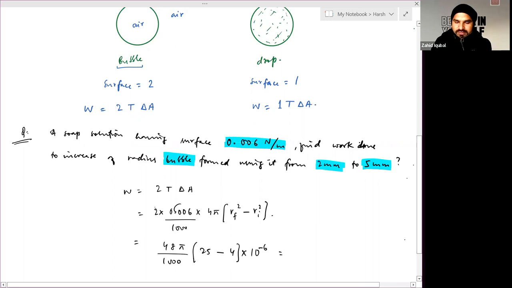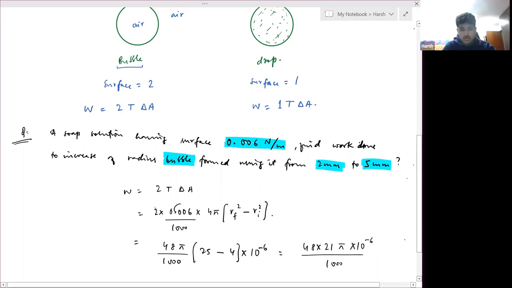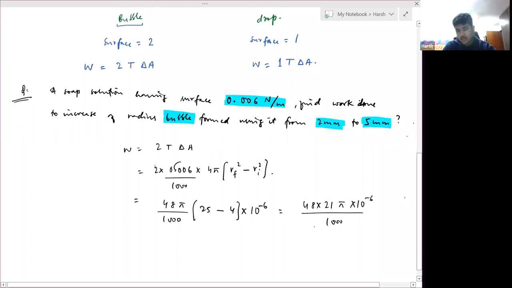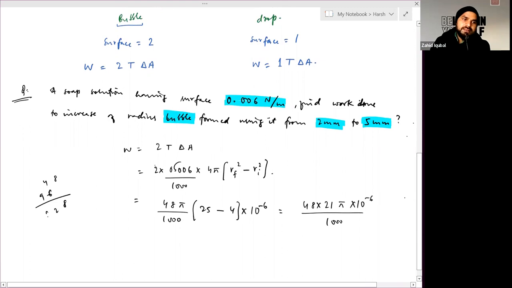So 25 minus 4, it will be 21 into 48. So it will be 48 into 21 pi into 10 to the power minus 6 divided by 1000. Multiplying, it will be 1028 into 10 to the power. If this 1000 moves to the numerator, it becomes 10 to the power minus 3. Or if you move the decimal, you may write it as 1.03 into 10 to the power minus 6 joule.